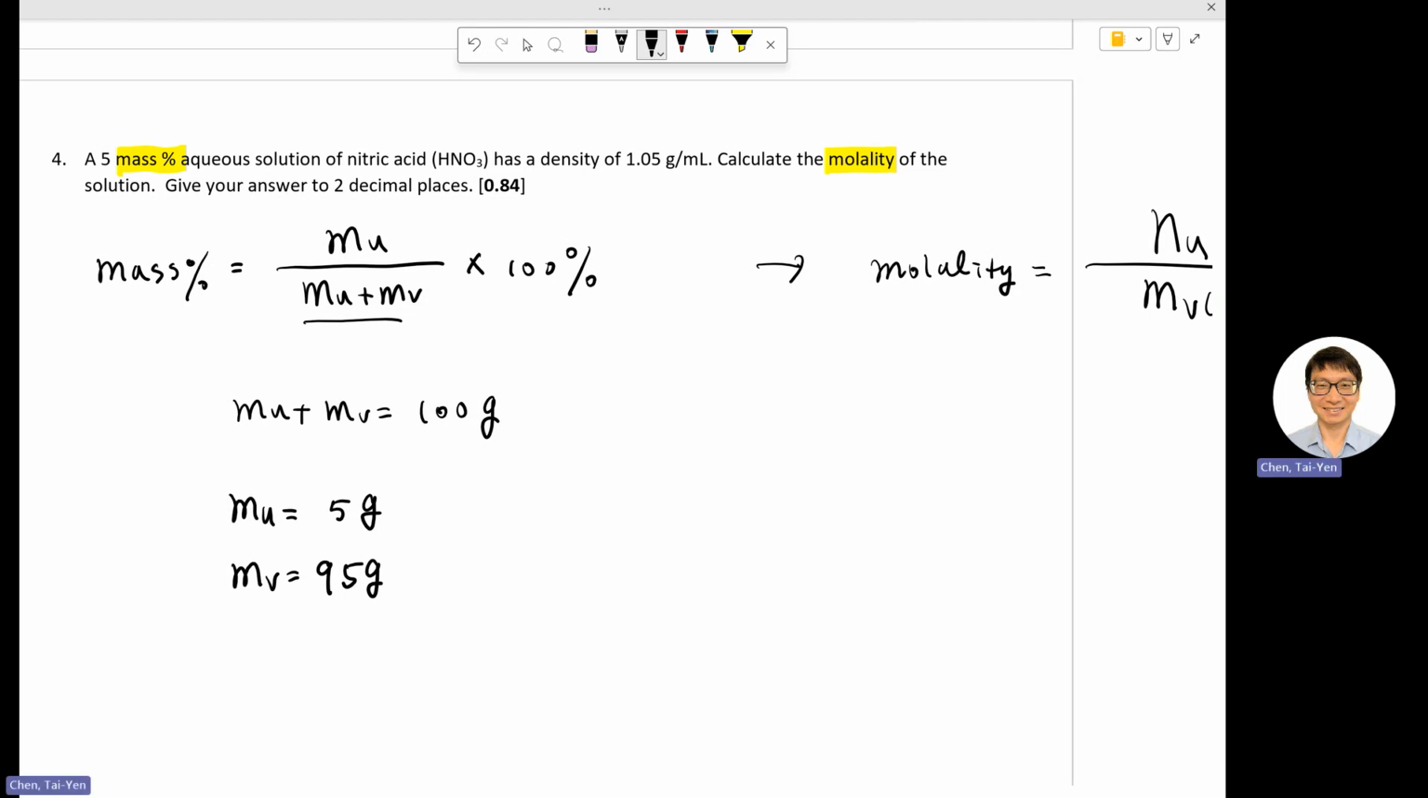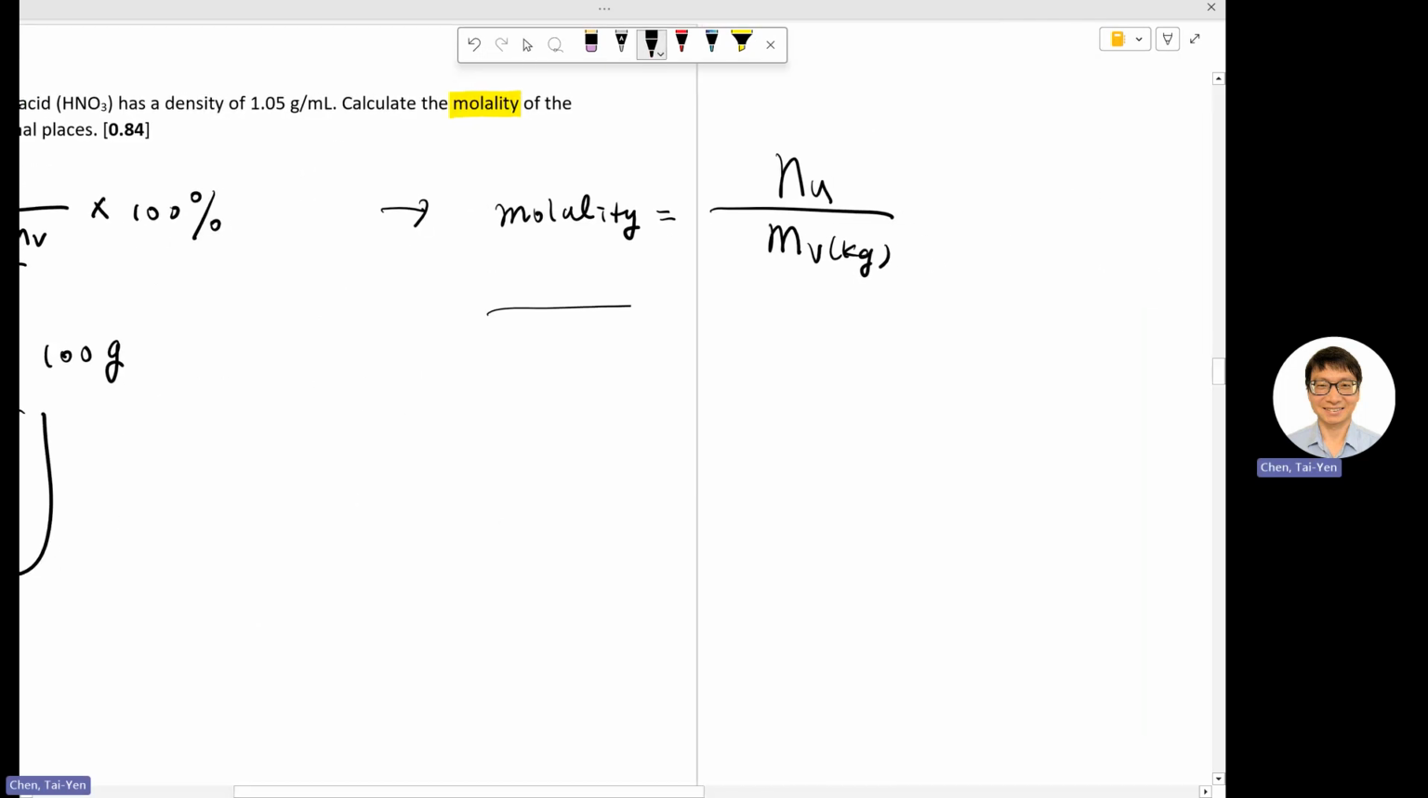We are in question number 4. These are the things that you can know once you make that simple assumption. Now you want to turn the focus here, to the definition of your molality. Do you know the mass of your solvent? Yes, 95 grams. Converted into kilograms, that's 95 divided by 1,000. That's the mass of your solvent.